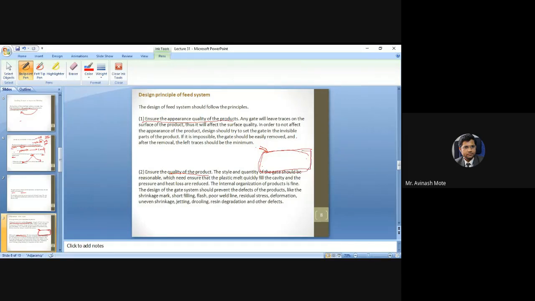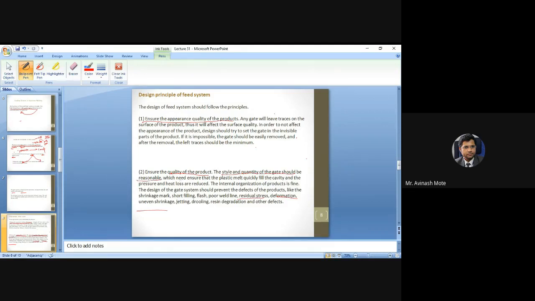So what will happen? The material which falls first will shrink with a different cooling rate, and the material which falls later will shrink with a different cooling rate. So layers will be there. Different cooling rate, residual stresses, deformation, uneven shrinkage. These problems are possible. So product quality should be taken into consideration with respect to the size of the runner, shape, or gate. That is what is mentioned here: the style and quantity of the gate should be reasonable.